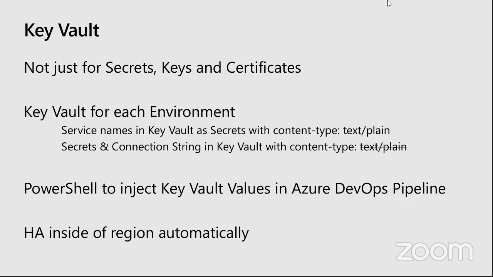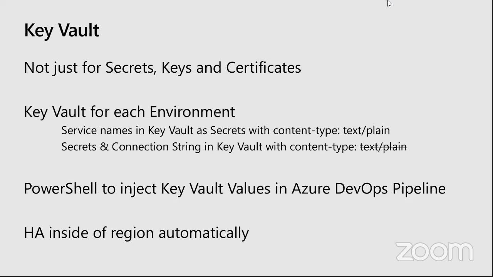My secrets and connection strings and things are in Key Vault the same, but they don't have the content type of text plain. So the only thing that my PowerShell will publish in clear text is anything that is text plain. So you won't expose any of your secrets and your connection strings and things like that.